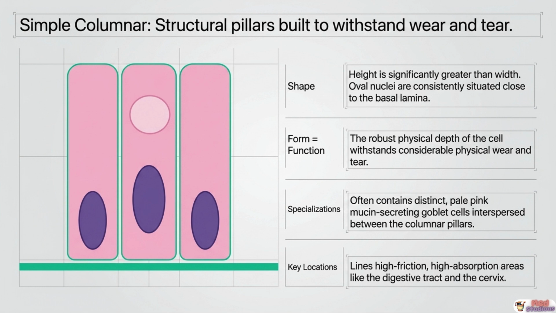In addition, many simple columnar cells of the small intestine develop a specialized apical modification called a brush border, densely packed microvilli that massively amplify the surface area available for nutrient absorption, increasing it by up to 20-fold.